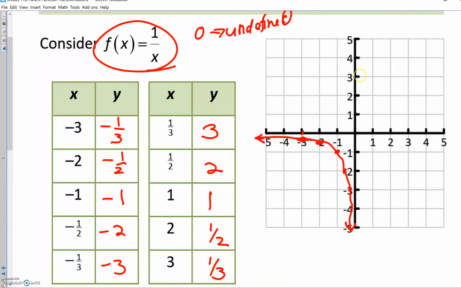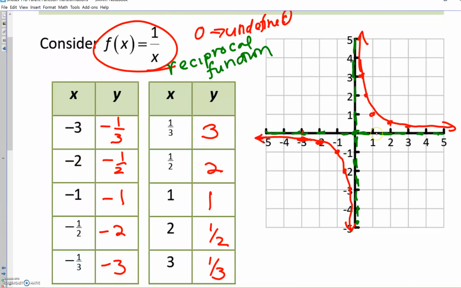Then I have 1/3, 3, 1/2, 2, 1, 1. I have 2, 1/2, and 3, 1/3. And again, I have another swoop here that's going to swoop along. And these then are asymptotes. The axes are actually asymptotes that the graph never touches and never crosses. That's going to be the important part of this reciprocal function. And that's what this is called, a reciprocal function. I'll write that there.